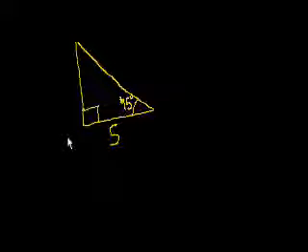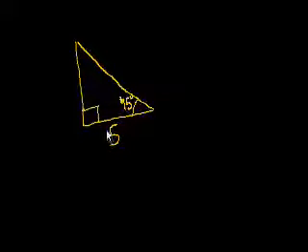Well, we can't use the Pythagorean theorem directly, because the Pythagorean theorem tells us that if we have a right triangle and we know two of the sides, that we can figure out the third side. Here we have a right triangle, and we only know one of the sides. So we can't figure out the other two just yet. But maybe we could use this extra information right here, this 45 degrees, to figure out another side, and then we'd be able to use the Pythagorean theorem. Well, we know that the angles in a triangle add up to 180 degrees.